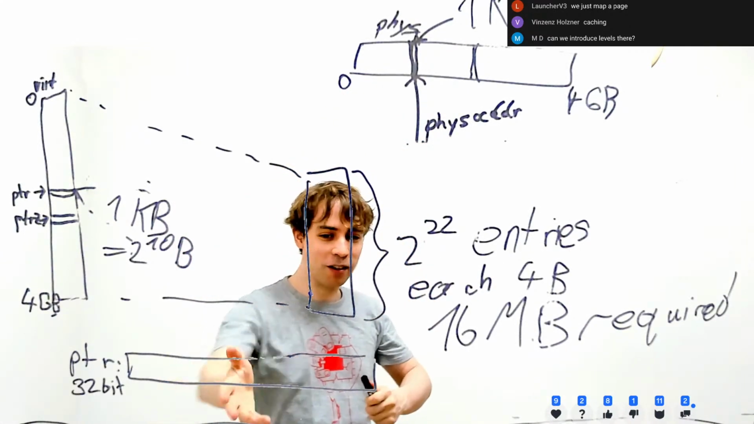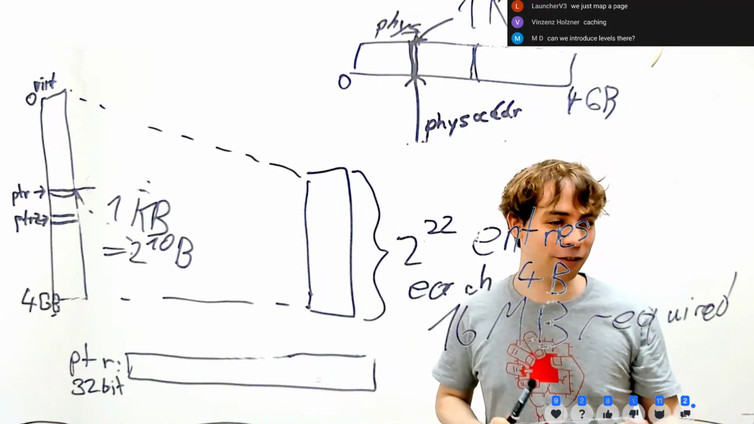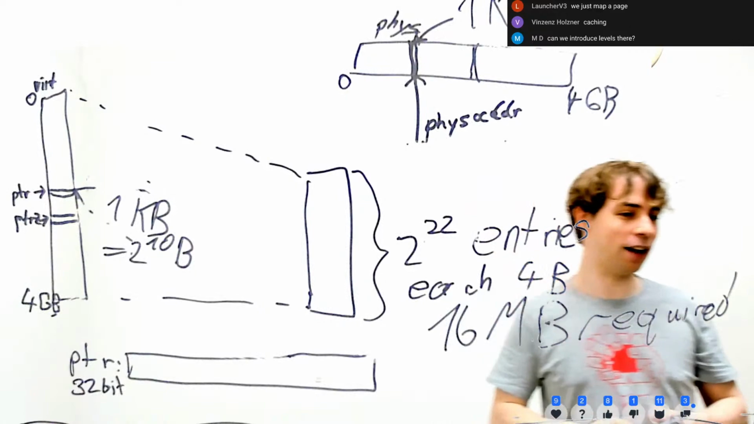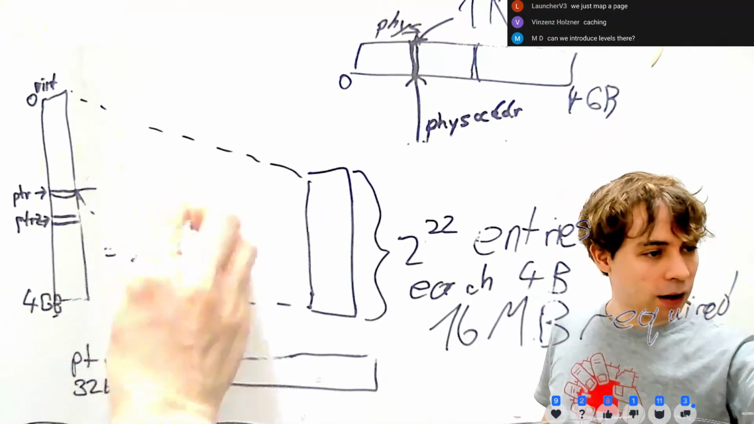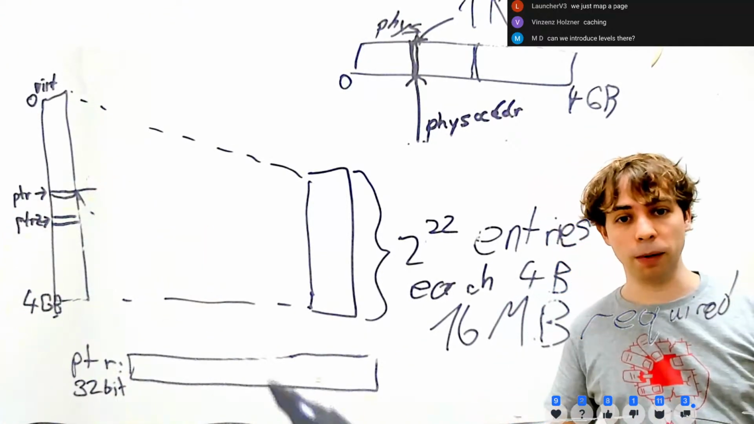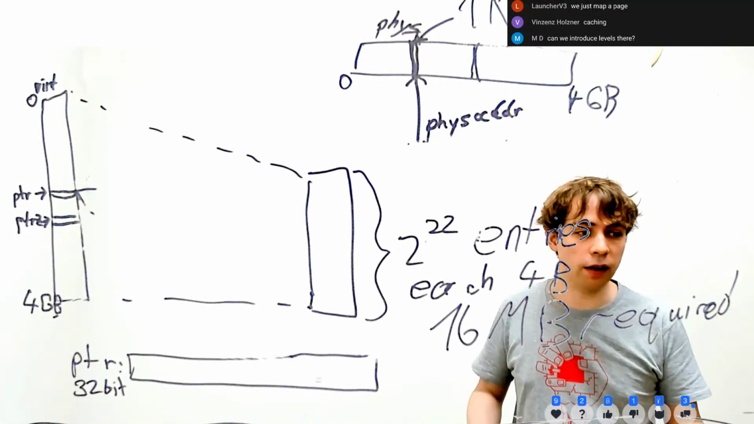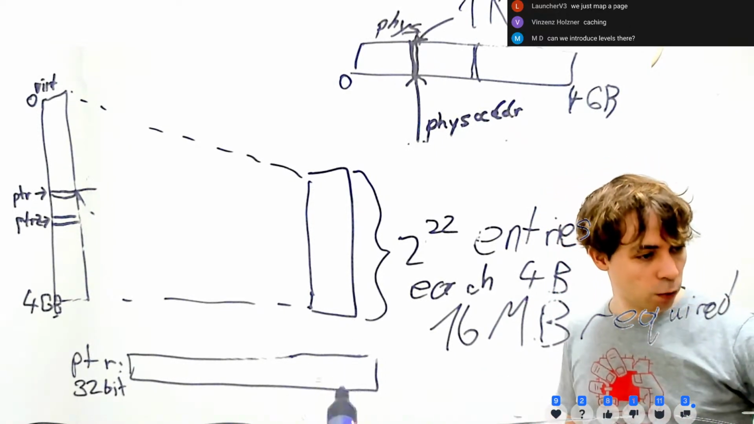We can introduce, someone in the chat is already saying it, we can introduce more levels. Of course we can do that. And of course we can also choose different sizes here. Let's pick a different size. What would be a good page size? A good page size, 1 kilobyte doesn't sound so wrong, but maybe we can also take a look at this pointer, what this would look like.